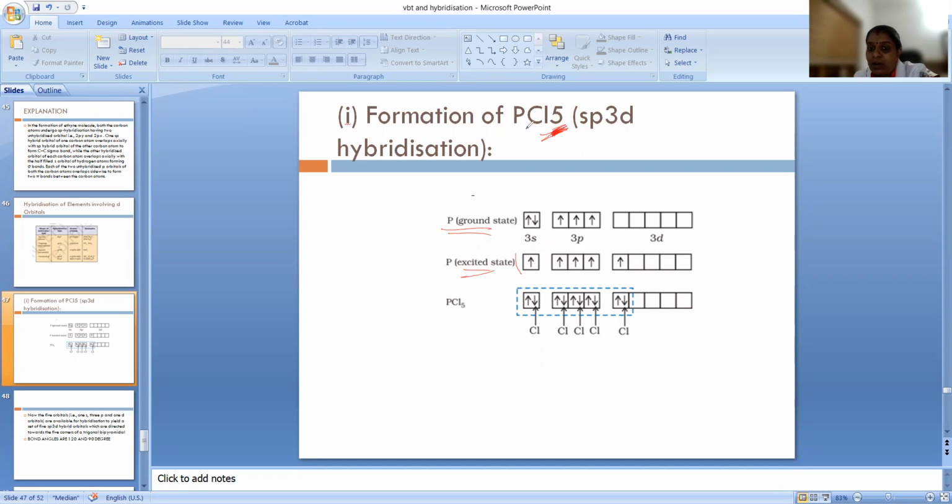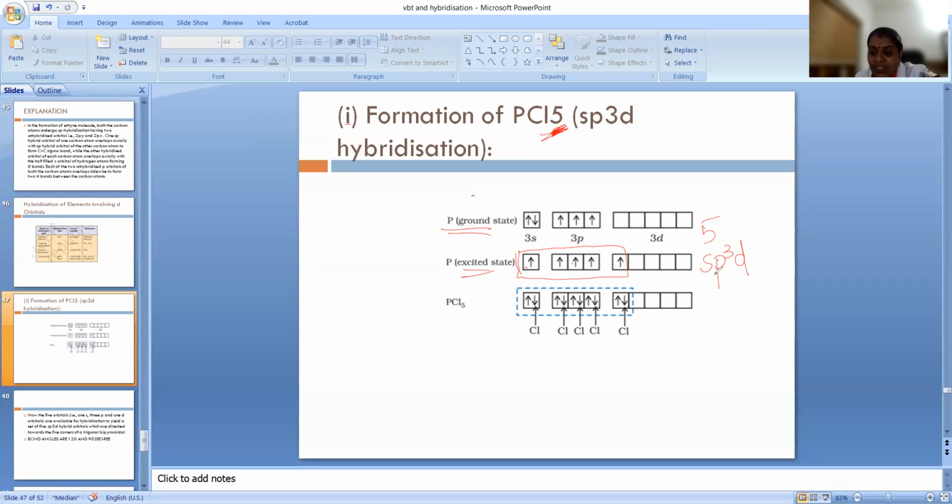We need 5 hybridized orbitals for PCl5. PCl5 means 5 bonds are there. Here already only 3 unpaired electrons are there, and we need 5 unpaired electrons. So we excite this one electron to the higher level. If you excite it, you see 1 2 3 4 5 unpaired electrons are available. At the same time 5 hybridized orbitals we will get, because the s, p and this 1 d orbital will undergo hybridization, and we will get sp3d hybrid orbitals. How many? 1 2 3 4 5 atomic orbitals. So 5 sp3d hybrid orbitals we will be getting.